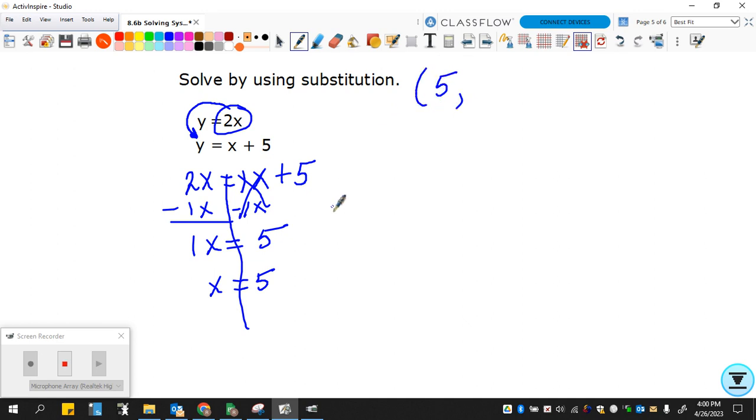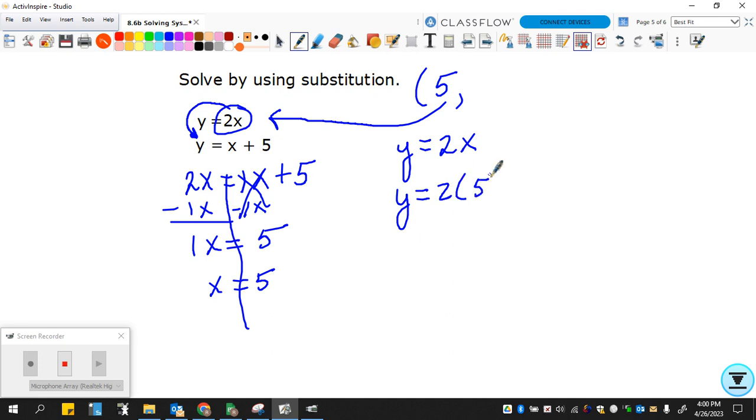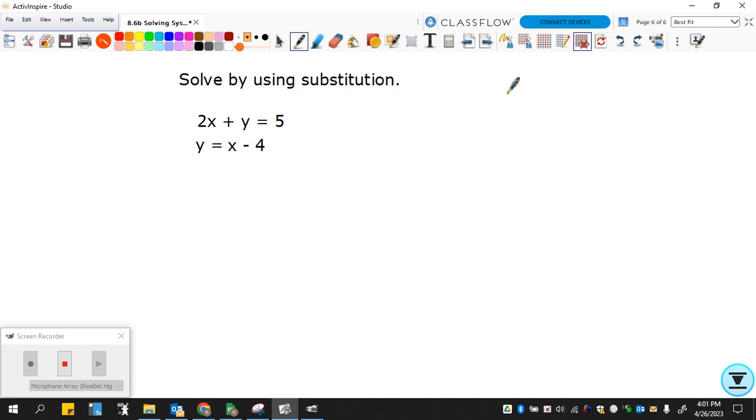All right? Then we're going to plug it into either one of these two equations. They're both pretty easy. I'm going to plug it into the top one. Okay? So I'm going to say y, because that's what we're looking for. Y is equal to 2 times x, or our value of x is 5, so it's 2 times 5, which is 10. So y is equal to 10, so our solution is (5, 10). All right.